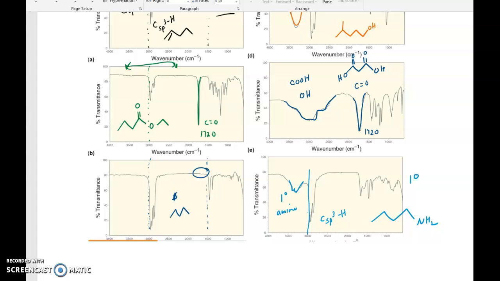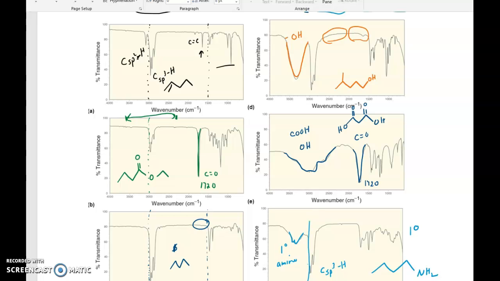It's smaller than the hydroxyl because it doesn't have as much of a dipole. With the hydroxyl up here, we've got a fairly big dipole.